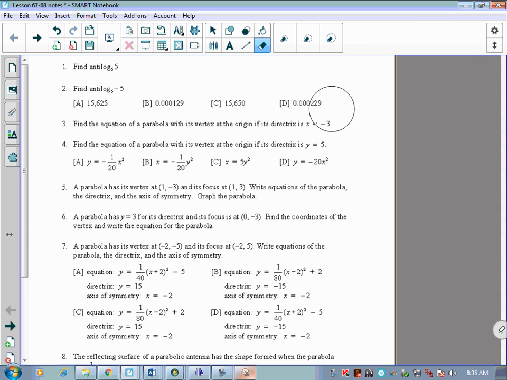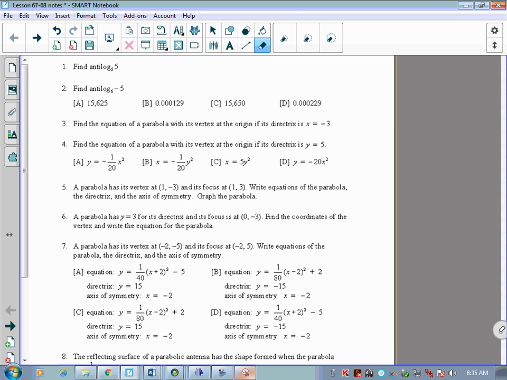So that is, as far as I can see, all that lesson 67 is, those 2 questions. The rest of this is lesson 68. Lesson 68 is locus definition of a parabola, translated parabolas, applications in derivation. So it's going to be fun. Oh, it's good stuff.